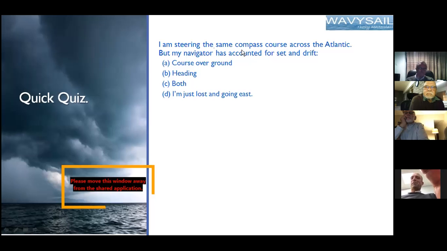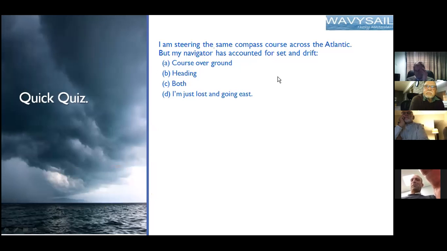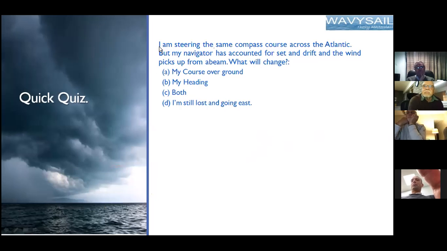See, this is where people get slightly confused. Okay, so note the word compass course again. Lastly, I'm steering a compass course across the Atlantic, but my navigator has accounted for set and drift, and the wind picks up from the beam. What will change? What will change to the boat? Your heading and your compass course are still remaining the same, but your boat will do what? It'll change my course over ground because I've got the wind blowing on the side. It'll change my heading, or both.